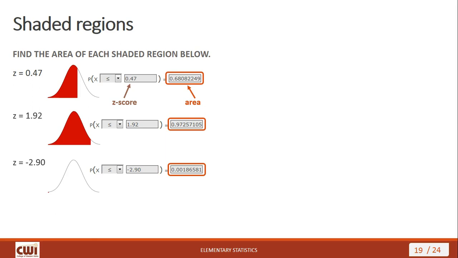Well, I hope this is what you get, 0.0018651. Again, really small number, less than 1%, but we would expect that with a z-score that's pretty close to 3 standard deviations from the mean. How about this? Now we're looking at the area to the right of negative 1.65. If you did that properly, here's what you should get, 0.95.